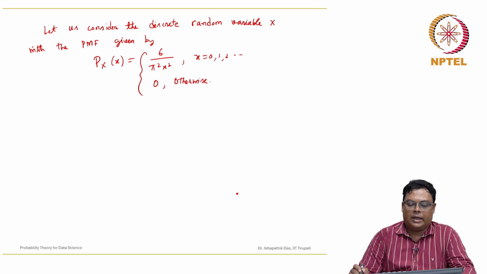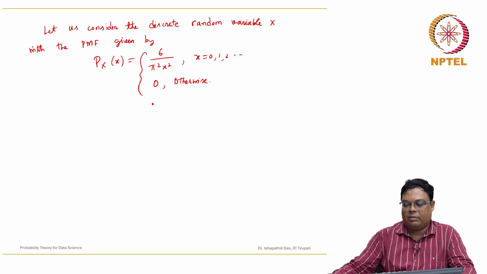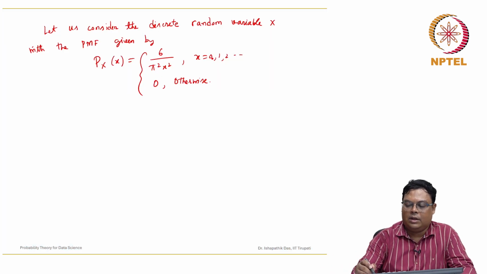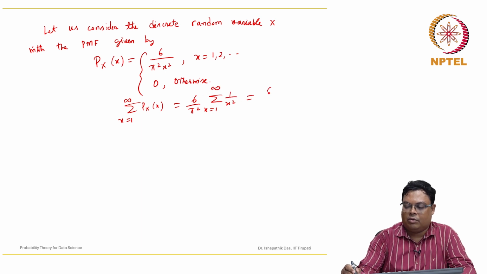Now for this random variable, as we discussed earlier, x cannot be 0, because then it is undefined. X can be from 1 onwards. Now, whether it is a probability mass function: this is always greater than or equal to 0, and not only that, if you take the sum over all possible values, 1 to infinity, this is 6 by pi square summation x equal to 1 to infinity of 1 by x square. This is a convergent series and converges to pi square by 6, so the total is equal to 1.